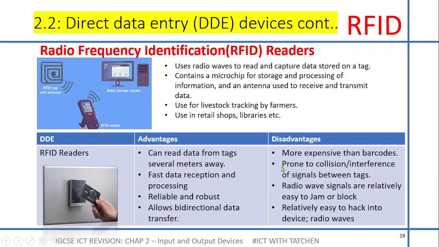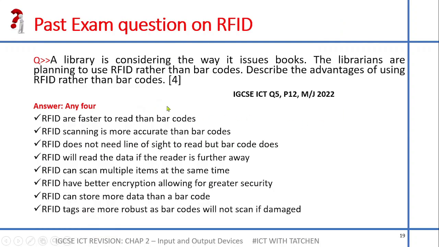If there's too much congestion of the same type of cards or signals in a certain area, there's bound to be interference. So it's also relatively easy to jam this kind of signals, and lastly, they can also easily be hacked. So those are disadvantages of this technology.